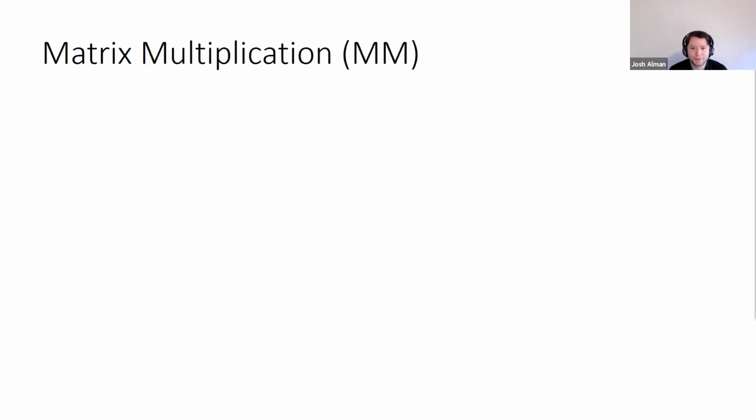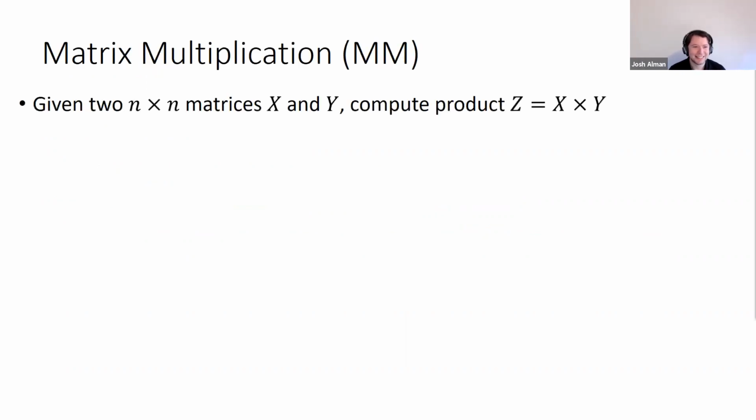Okay, so just to remind you again, our goal is to multiply two n by n matrices X and Y, and n is going to be the side length of these matrices throughout this whole talk. You can think of these as matrices whose entries are real numbers or complex numbers or integers mod 2, or they can come from whatever ring or field you want.